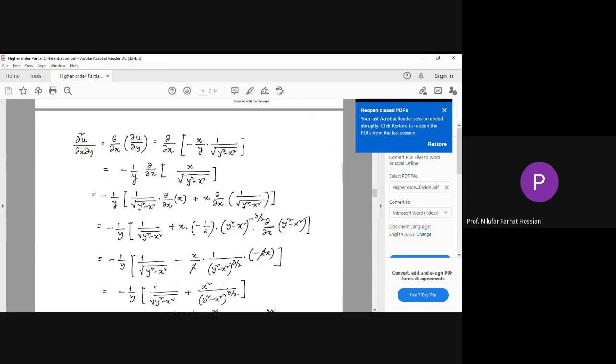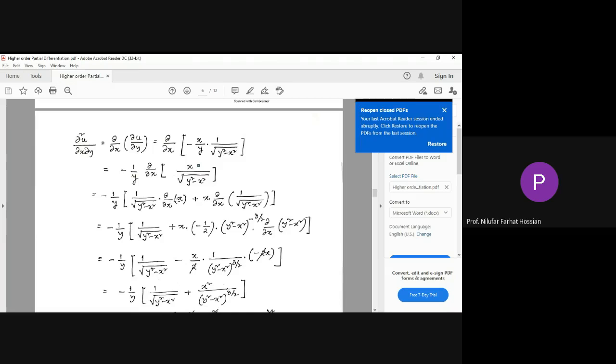Or okay, I have performed it like this: u into v. Your u is x and v is 1 by root over y square minus x square. It is up to you. Either you can consider it as u into v form or u by v form. Ultimately, it will give you the same result. So here 1 by root over y square minus x square into del x of x, then plus x into del x of 1 by root over y square minus x square.